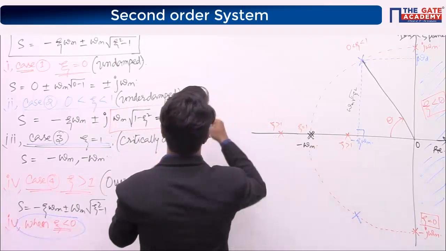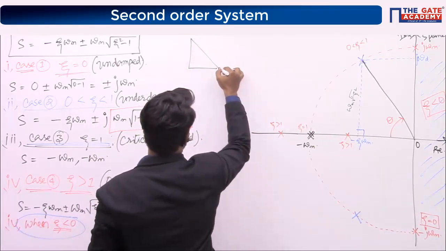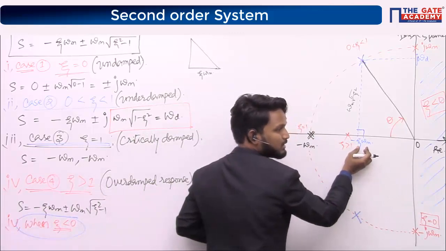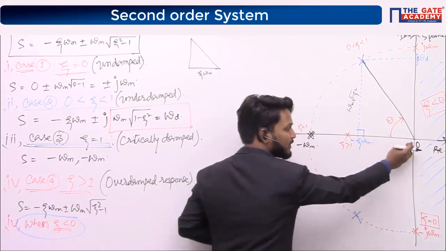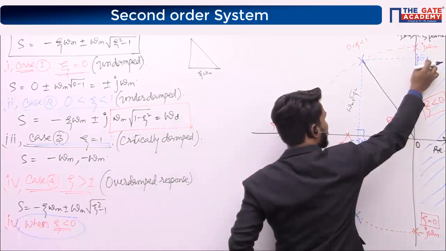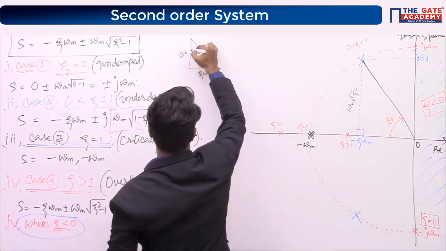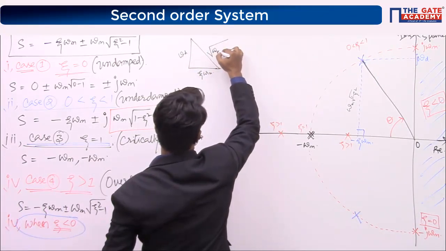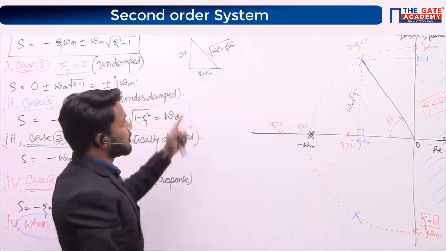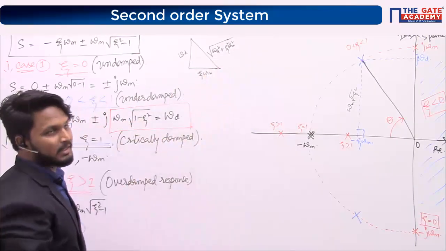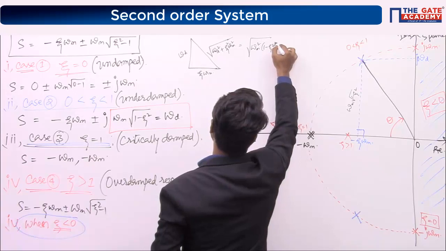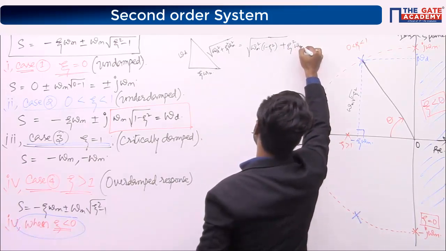In this right angle triangle, this length is zeta omega n. This point is minus zeta omega n, which means from here to here the length is zeta omega n. This vertical distance is omega d. What about the hypotenuse? It is under root omega d squared plus zeta omega n whole squared, that is zeta squared omega n squared. Since omega d is omega n under root 1 minus zeta square, this is equal to under root omega n square multiplied by 1 minus zeta square plus zeta square omega n square.